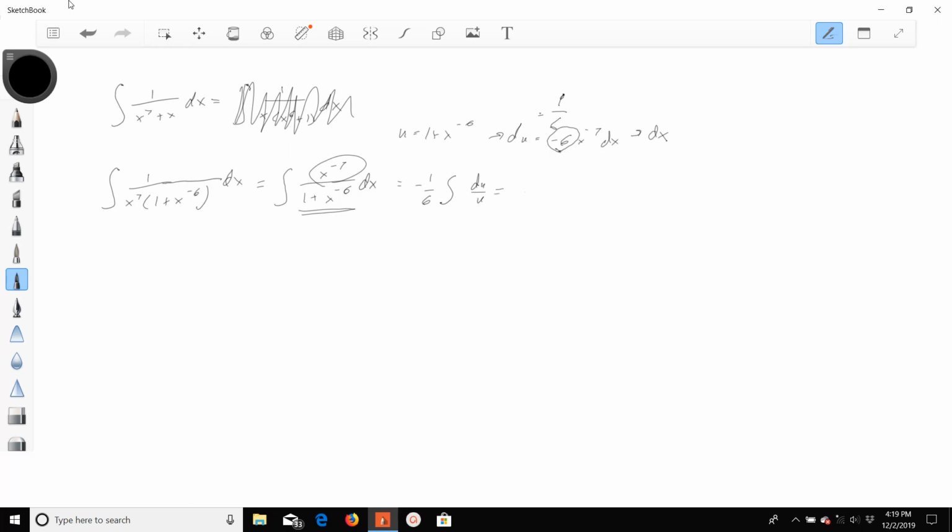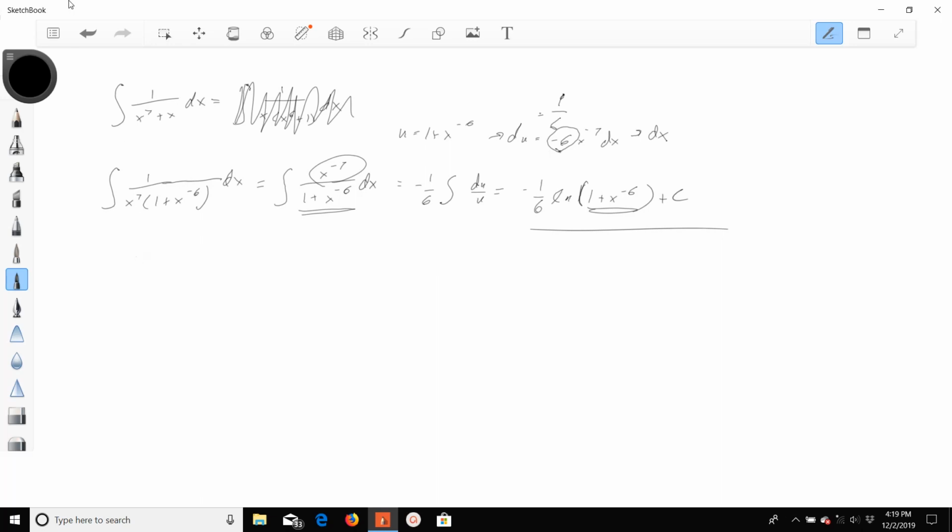And now this is really simple, right? This is -1/6 ln absolute value. I didn't actually need absolute values. I could just do parentheses of 1 plus x to the -6, plus c. Ta-da! I didn't need absolute value because this is always positive. Exponentiation's never negative in the real numbers. Okay, that one's kind of cool.